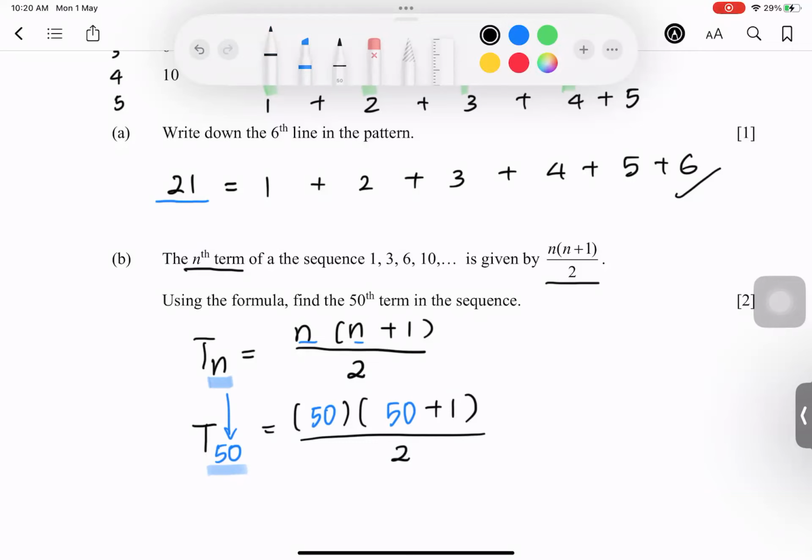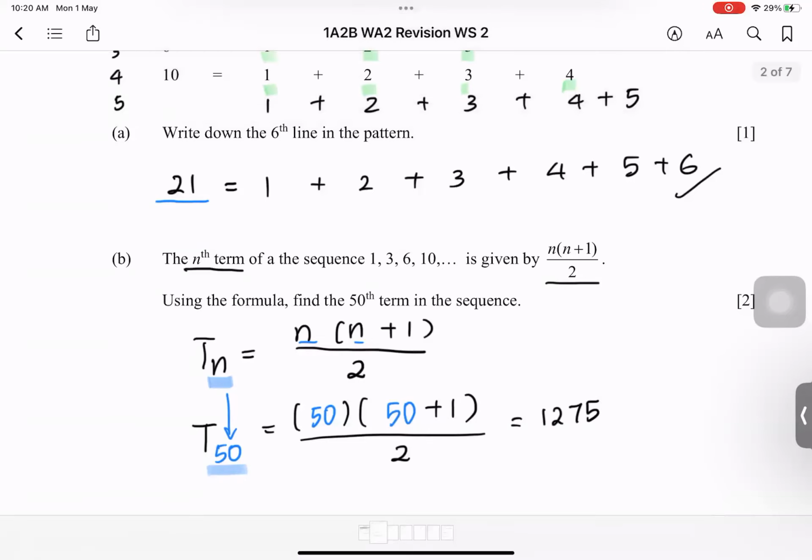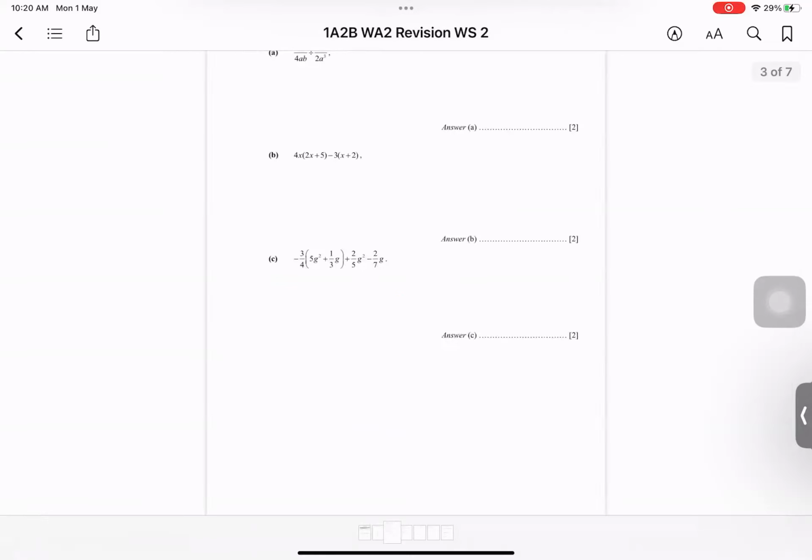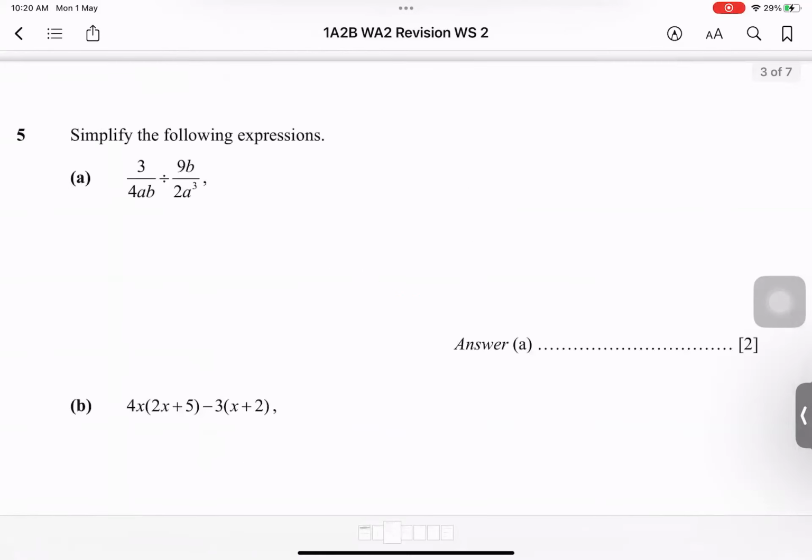Elvina, can you give me the number? What do you get on a calculator? 1275. Okay. Thank you. 1275. Did all of you get the same number also? Key into your calculator. So for this one, the first skill, just plug in the number only. Find term. Okay. Second page, next one.